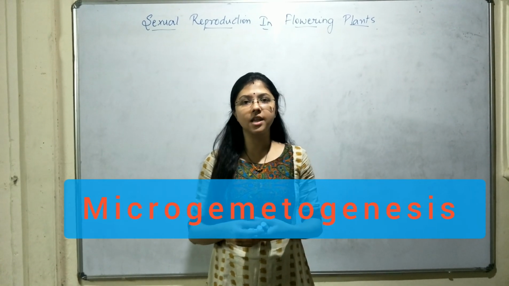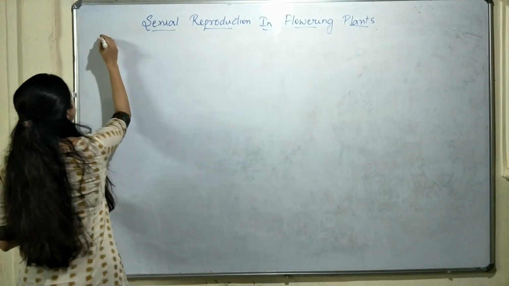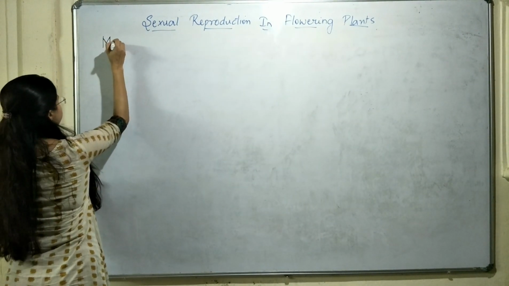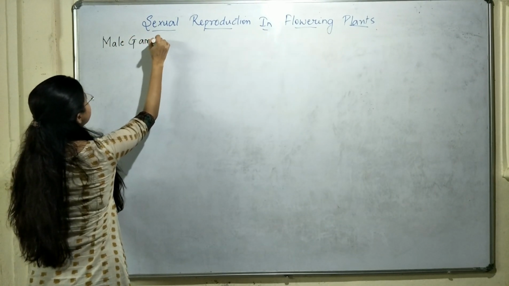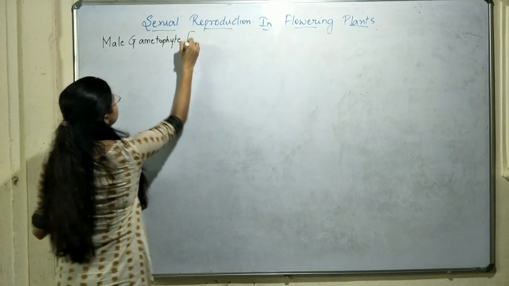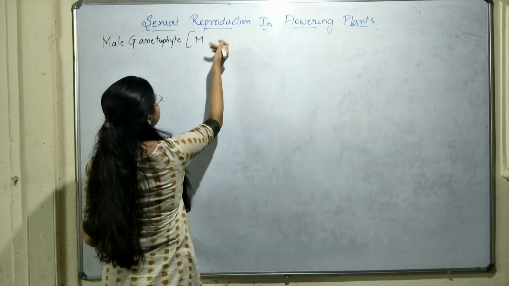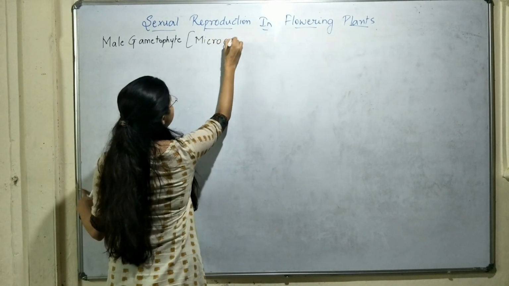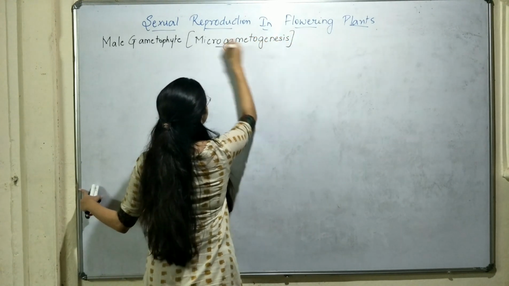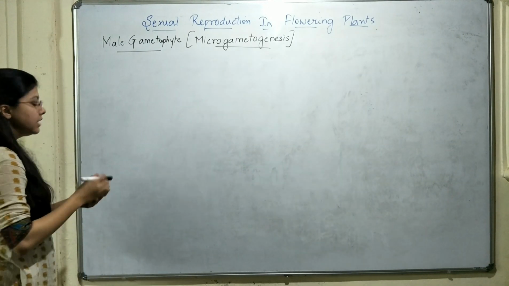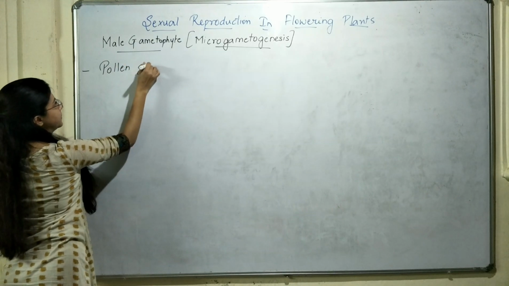Study about the next process that is called microgametogenesis. That is the development of the male gametophyte. The process of development of the male gametophyte, or the pollen grain, can also be called microgametogenesis. Now, the male gametophyte is represented as the pollen grain.